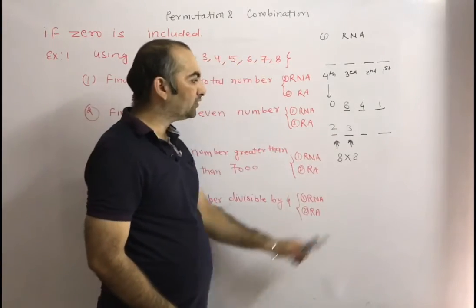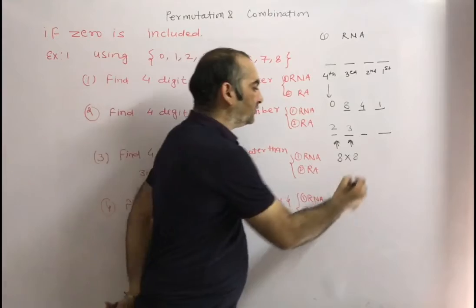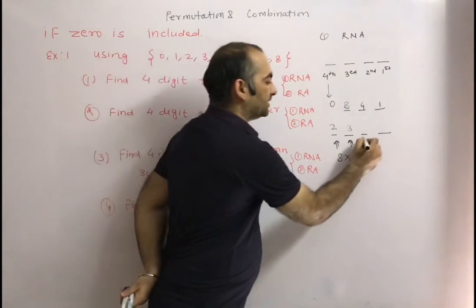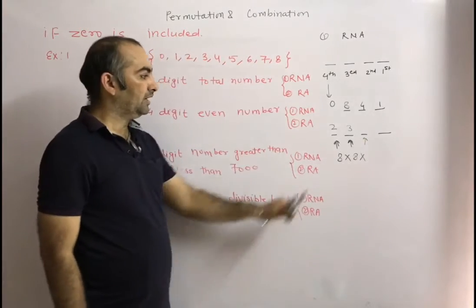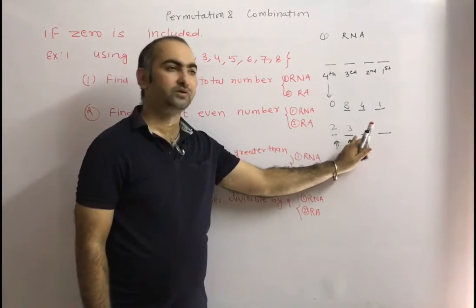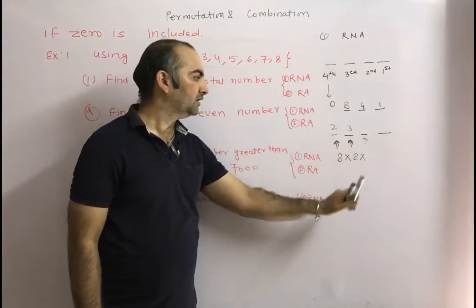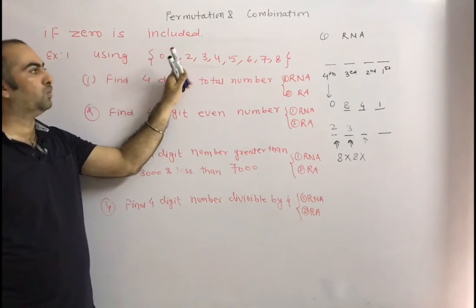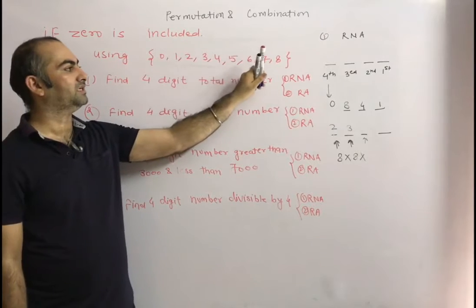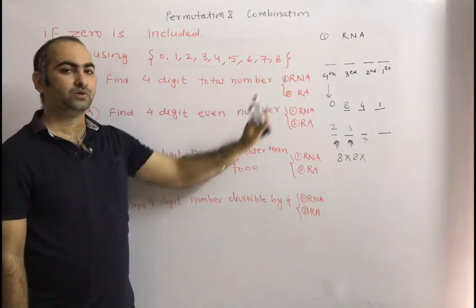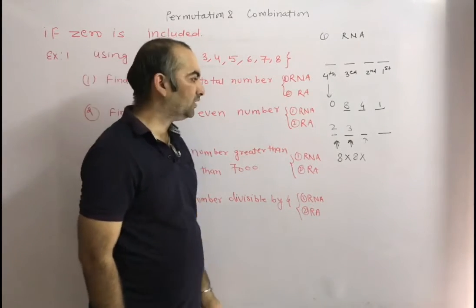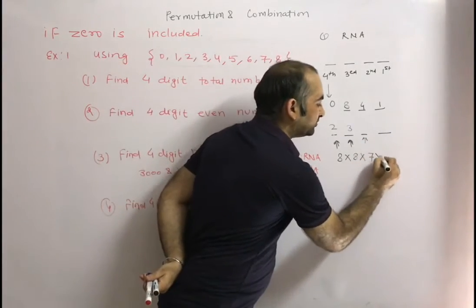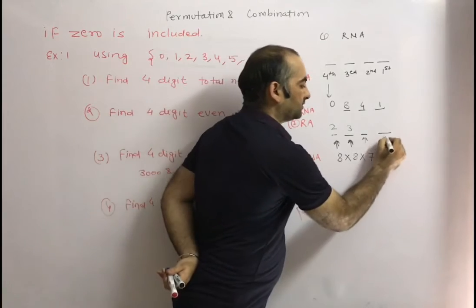Suppose here 3 is coming. Now you have to fill the 2nd place also. Then again you have to use multiplication because your task is not over. Here 2 and 3 will not repeat because repetition is not allowed. Other than 2 and 3 we can put any number here: 0, 1, 4, 5, 6, 7, 8. So how many numbers? 7 numbers. So at this place we have 7 choices. Again we have to use multiplication because we have to fill this place also.